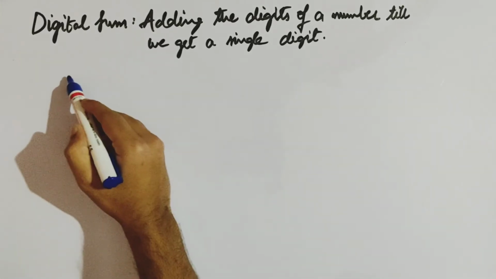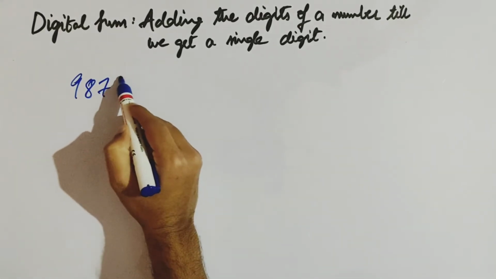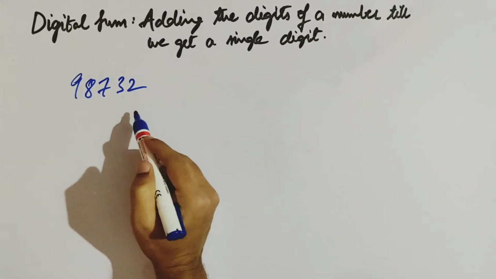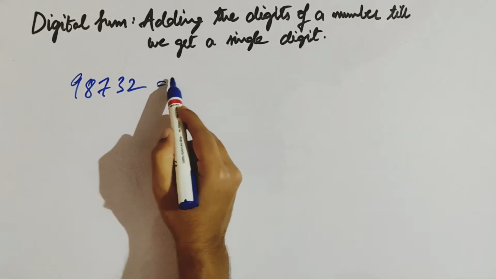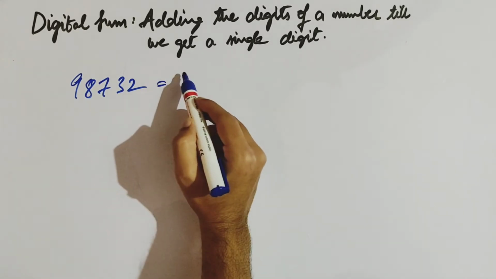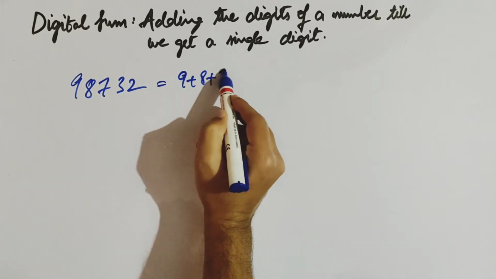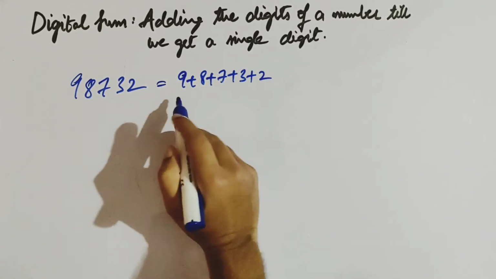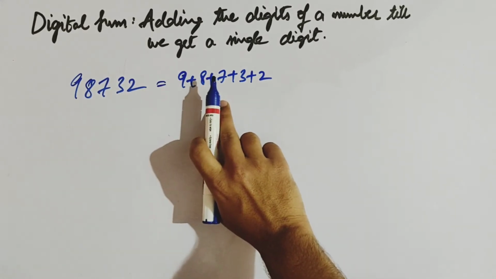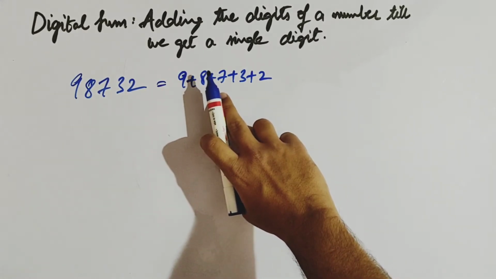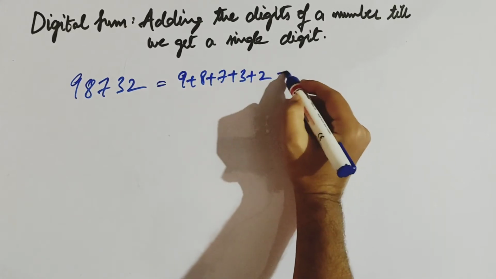Suppose we have a number 98732. So what is the digital sum of this number? You simply have to add the digits of the number. So 9 plus 8 plus 7 plus 3 plus 2. So 9 plus 8 is 17, 17 plus 7 is 24, 27, 29. So 29.